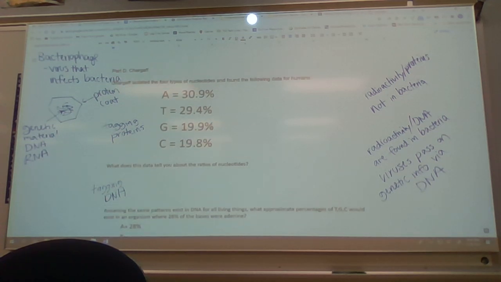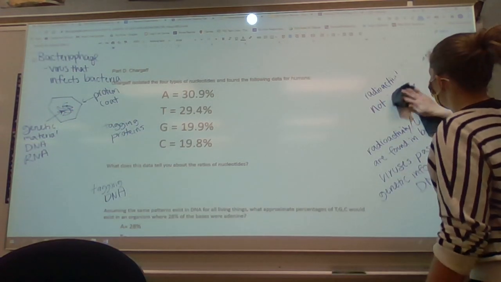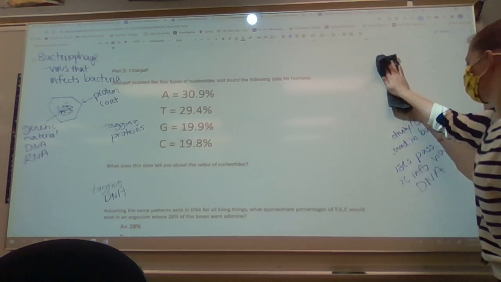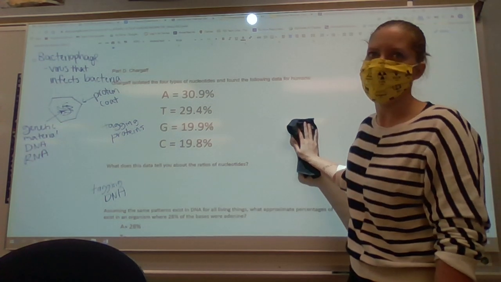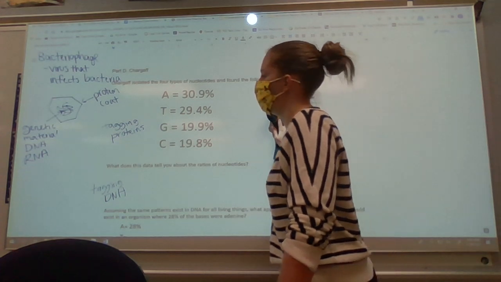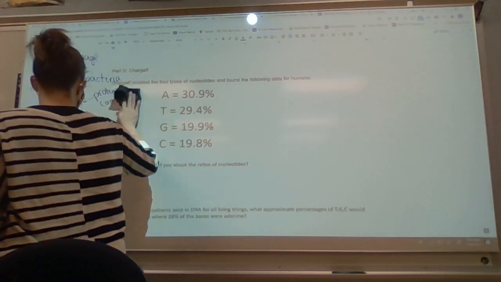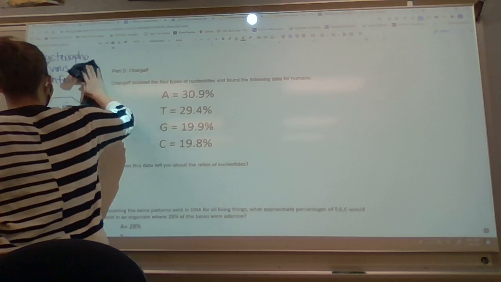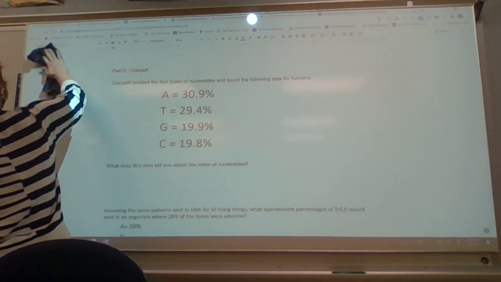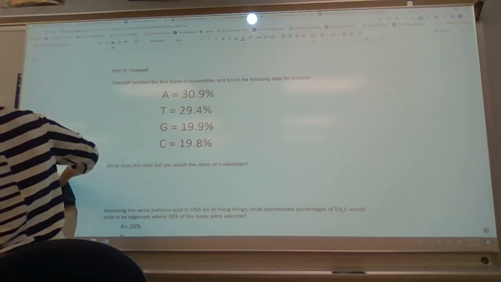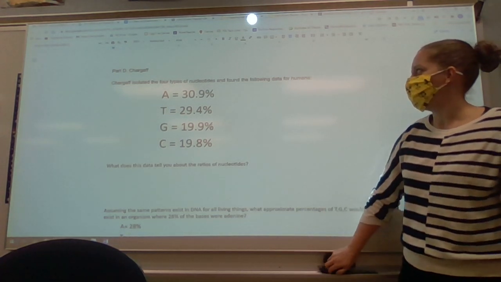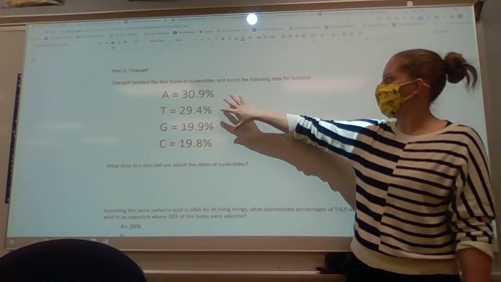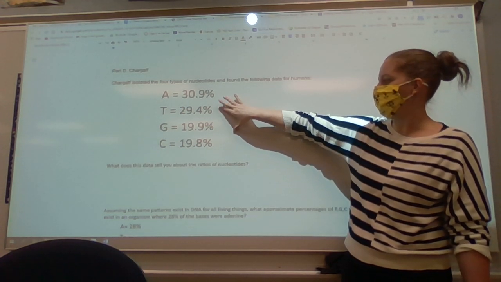So we're getting away from infecting organisms. And we're just doing some chemical analysis of DNA. So Chargaff did a lot of DNA extractions from various different organisms. So basically any organism he could get his hands on, he isolated some DNA and he determined the ratio of the bases. So he was able to isolate adenine, thymine, cytosine, guanine, and calculate the respective percentages of each one of those bases. Okay. So here's some data that he accrued for human DNA.